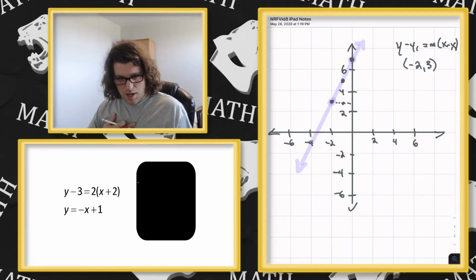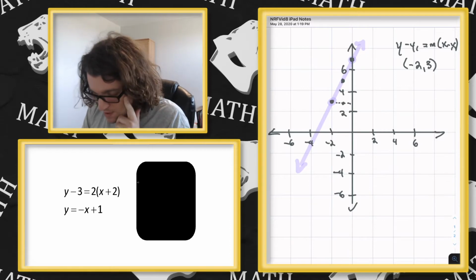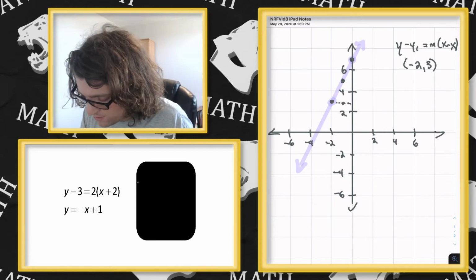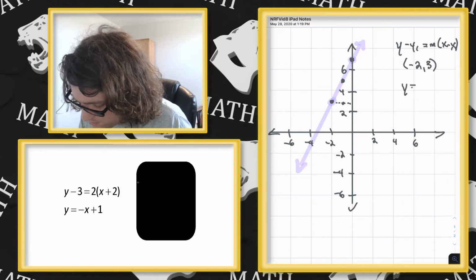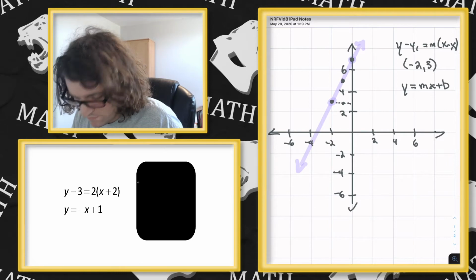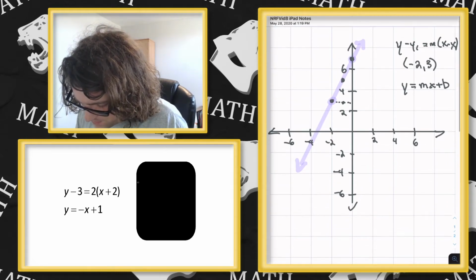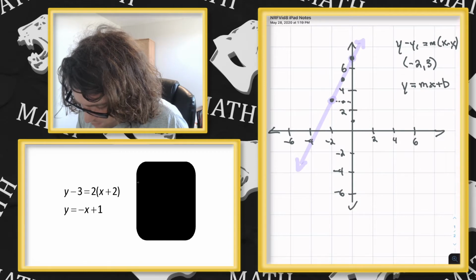The other line is y is equal to -x plus 1. So this is in slope intercept form, so I know that my y-intercept is +1. This form is y is equal to mx plus b, and so my m, which is my slope, is -1, and my y-intercept is +1.